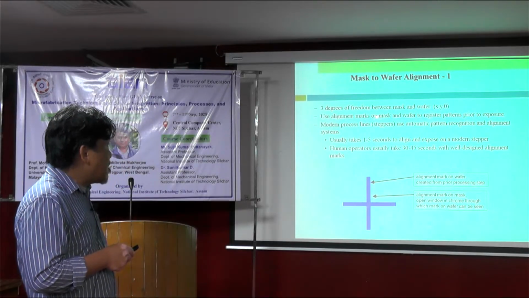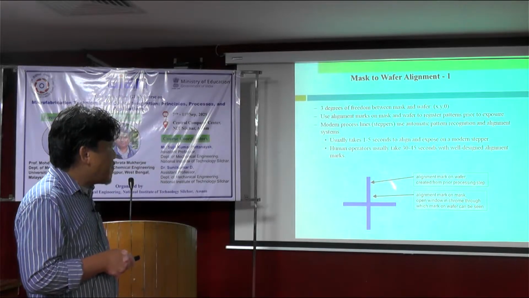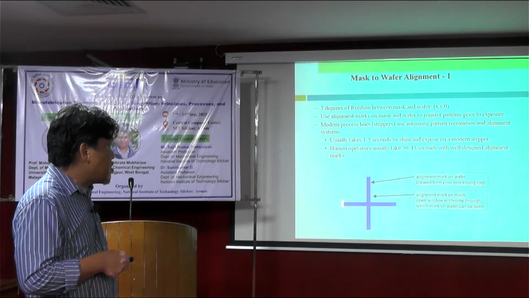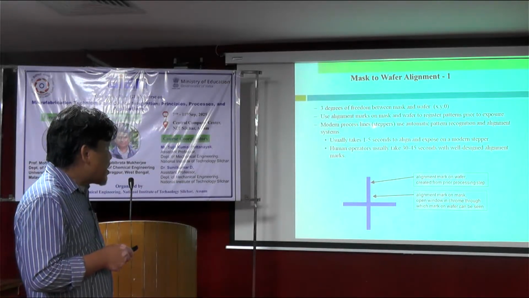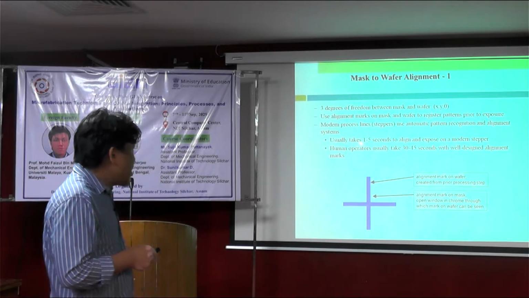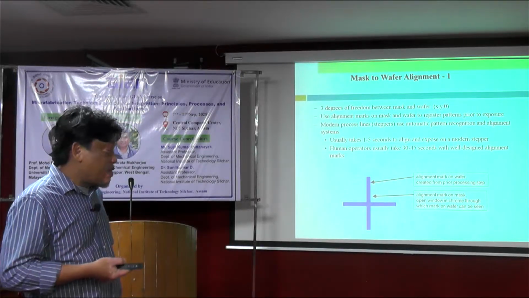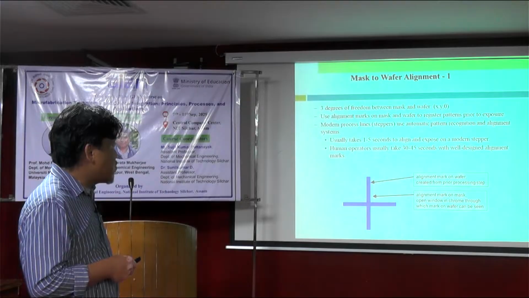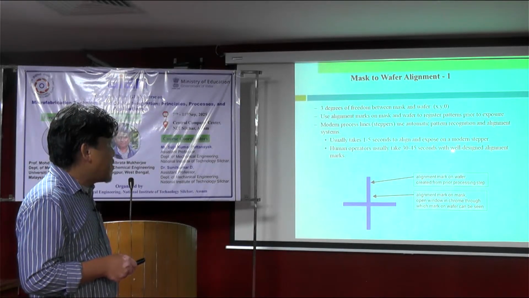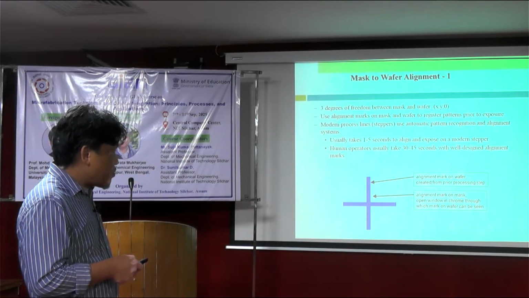Alignment marks on the mask and wafer are used to register the pattern prior to exposure. If you have several rounds of exposure and masking, this marking is critical. Modern process lines use automatic pattern recognition and alignment systems, and usually take 1 to 5 seconds to align and expose on a modern stepper. But if it's manual, it might take a lot of time to do the alignment. Human operators usually take 30 to 45 seconds with well-designed alignment marks. So it's quite difficult.